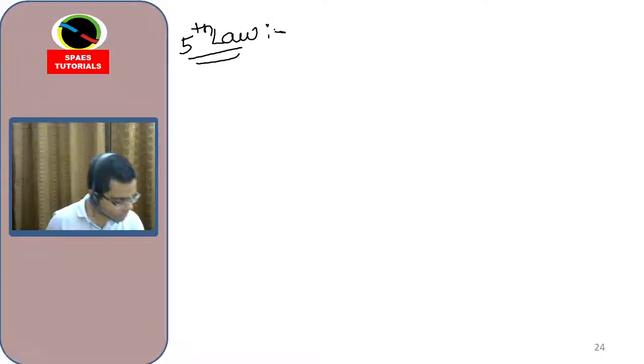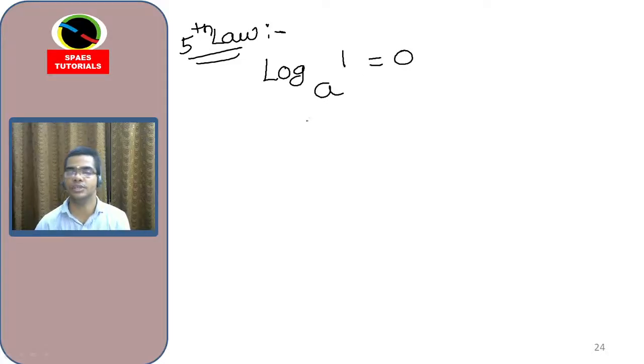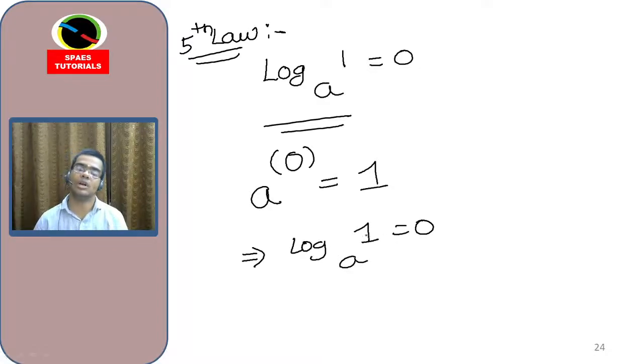Fifth law. This is not a law, it's subsidiary, but we have already discussed that. Log 1 to any base will become 0. How is that? Very simple. A power how much is equal to 1? Any number power how much will be equal to 1? We know it, students, that is 0. So if we write this in logarithmic notation, log 1 to the base a will become 0. Whatever the base might be, if it is 1 here, the answer will be 0.